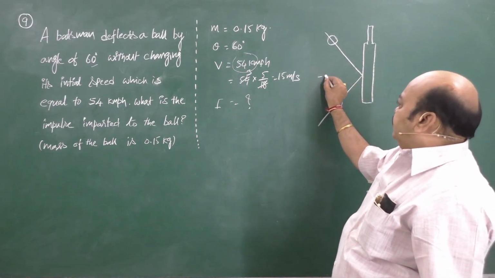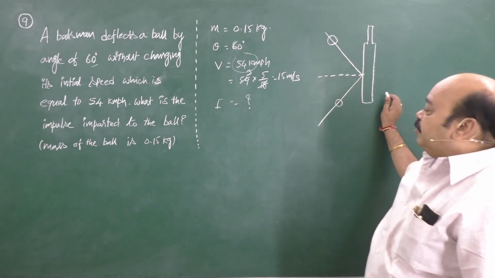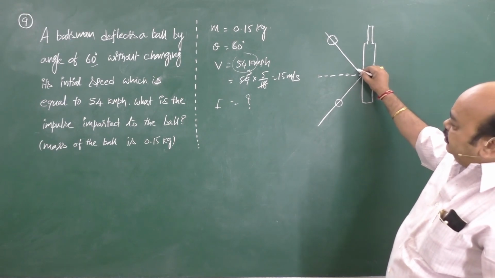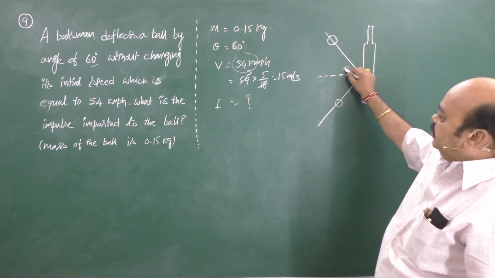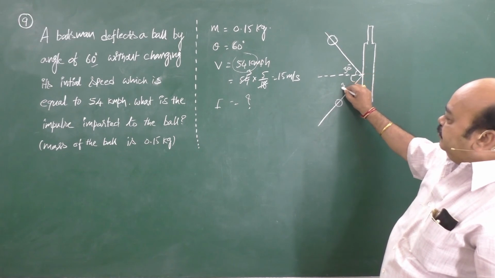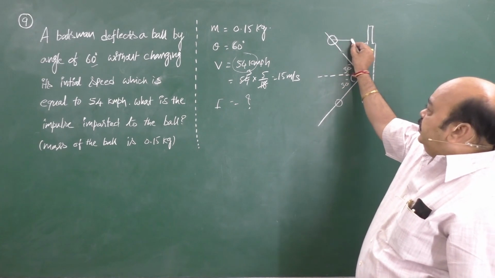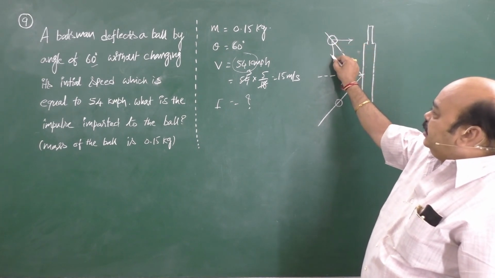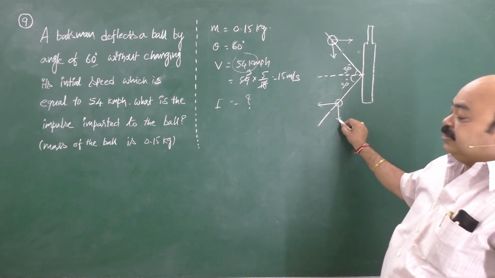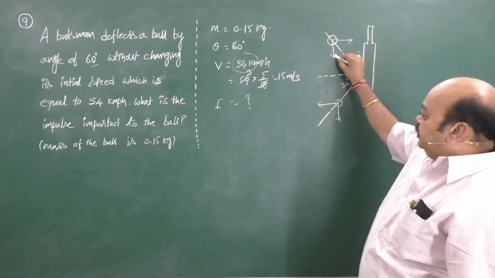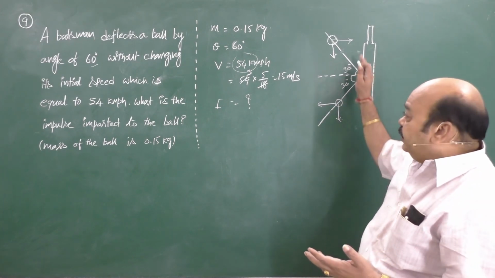Now for simplifying purpose, I am drawing a normal to this bat. If this total is equal to 60, what would be this angle? Very simple, it is a half. If total is 60, this will be 30 degrees and this will be 30 degrees. Yes, our job is over. Resolve this into two components. One is perpendicular to the bat, and one is horizontal. As we discussed in the theory class, there is no change in the horizontal component. That's why change in momentum should be measured in the vertical direction only.